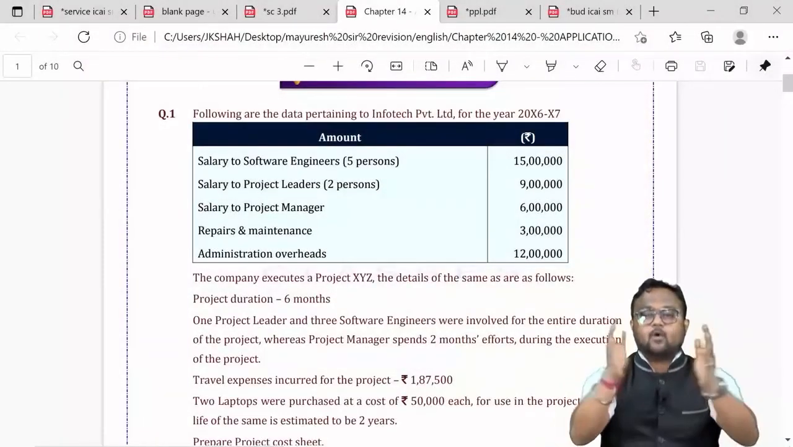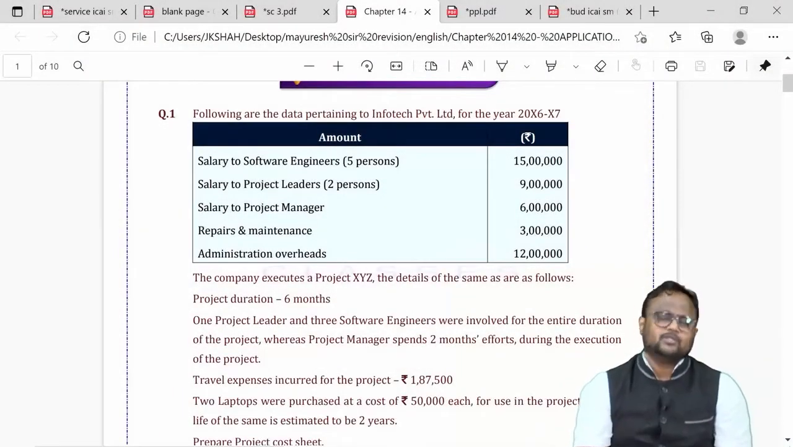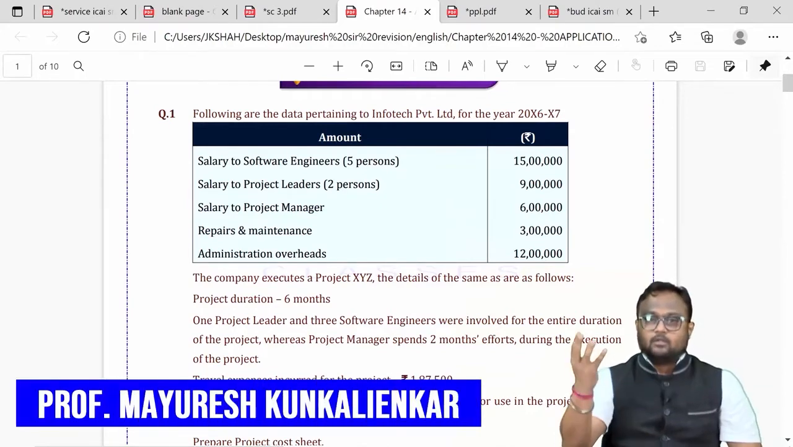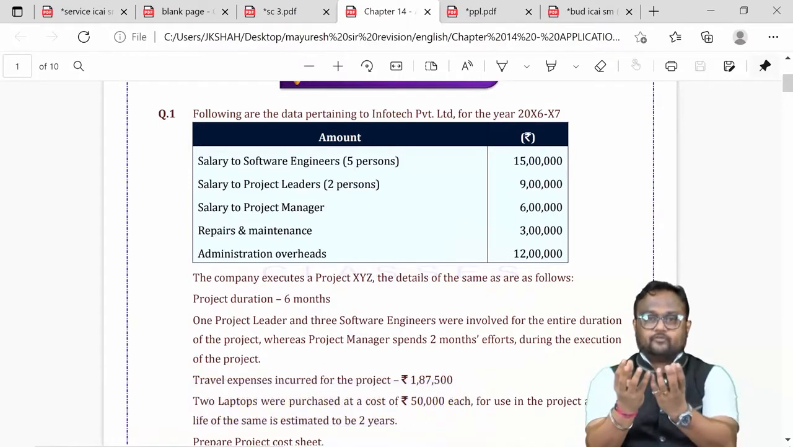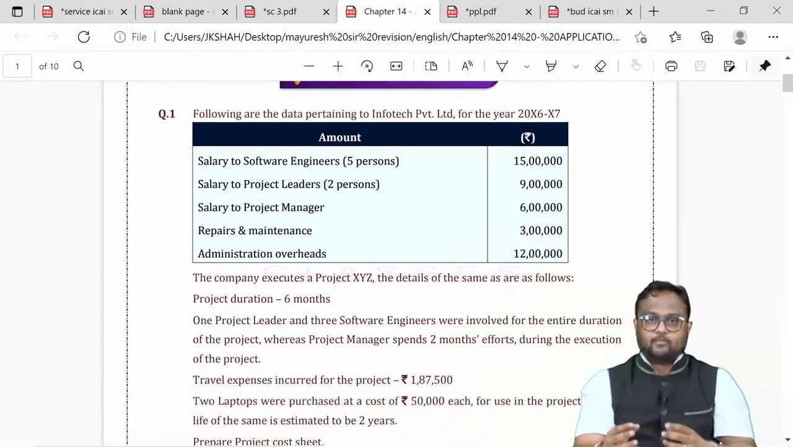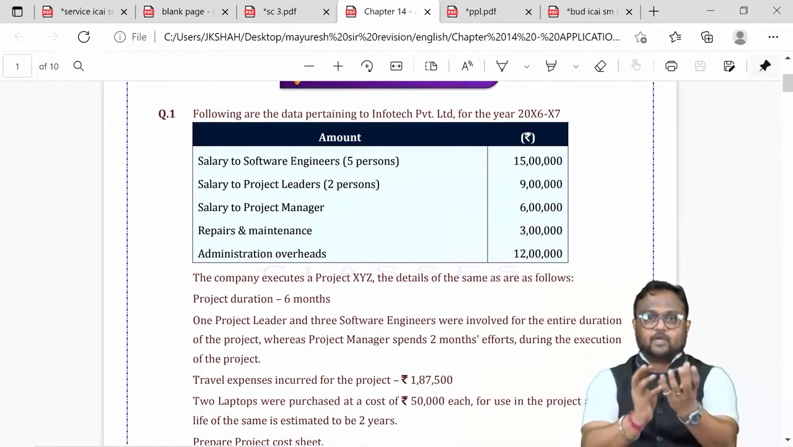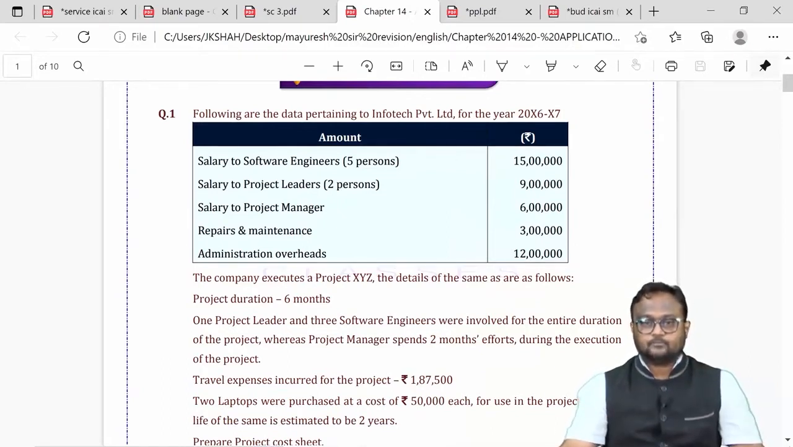Yes, friends, welcome back to one more topic, which was a special topic actually. See, what happened is that since the past few attempts, the Institute has started asking us a combination of questions. Some part of process, some part of joint product, byproduct, some part of operating costing, some part of absorption, some part of marginal.